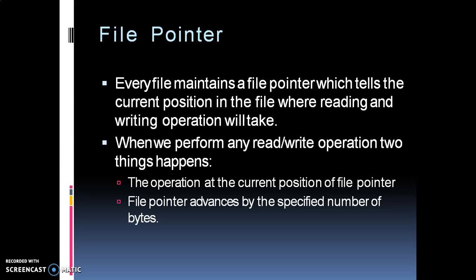Now the file pointer. The file pointer plays a very important role in file handling whenever we want to fetch data from files. Every file maintains a file pointer which tells the current position in the file where reading and writing operations will take place. When we perform any read or write operation, two things happen: the operation is performed at the current position of the file pointer, and the file pointer advances by the specified number of bytes. You can read from the beginning position, the current position, and the end position.